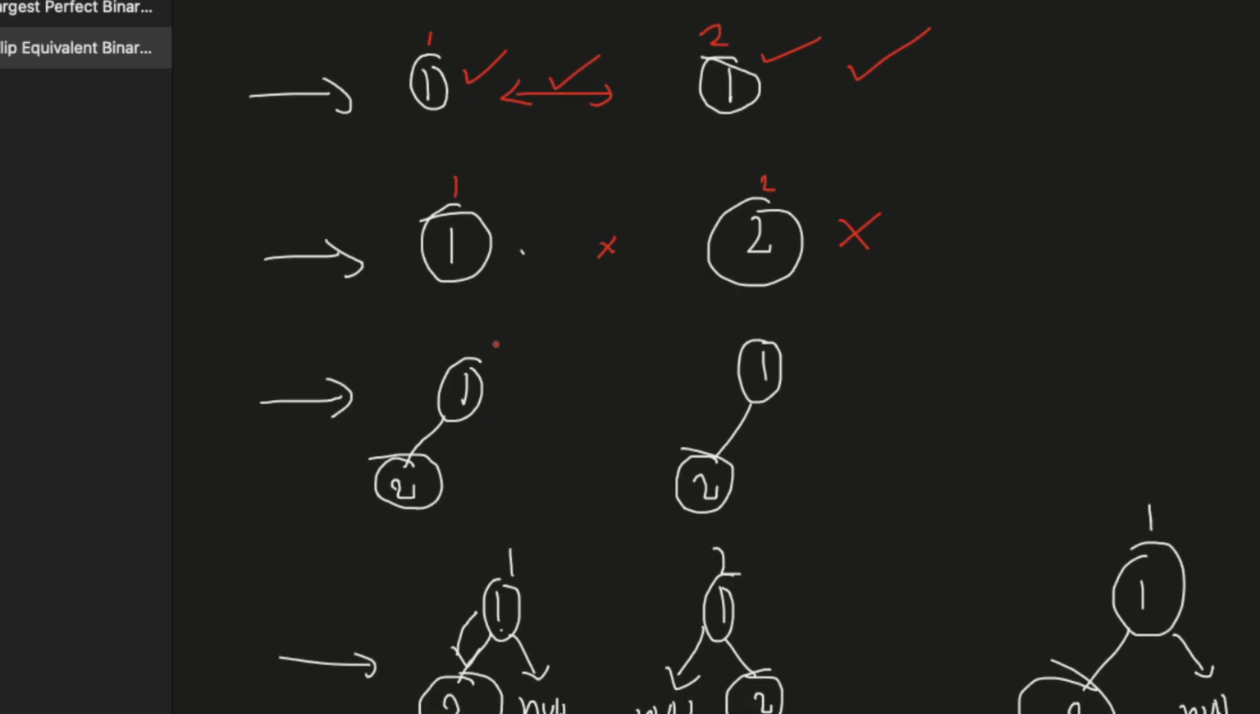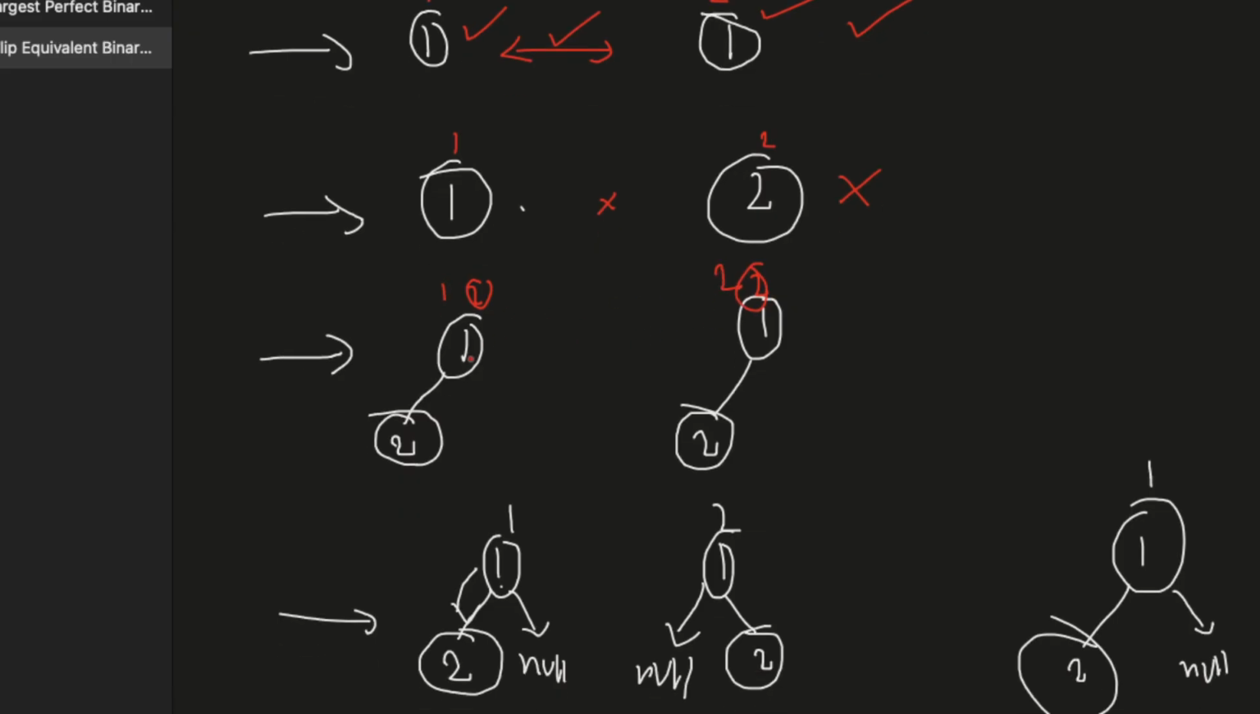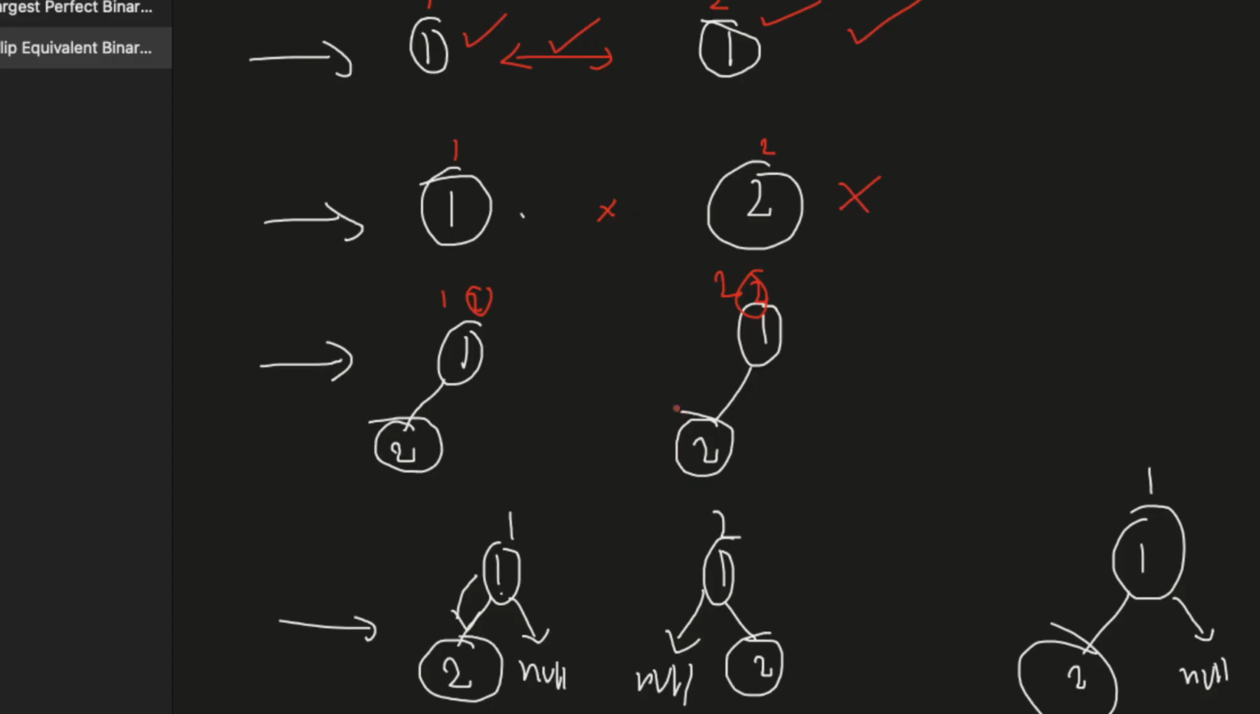Let's try to increase the number of nodes slowly. Right now I have two nodes in both the trees. This is tree number 1 and this is tree number 2. Are these two trees equal or not? They are, right? One, and on the left we have 2. On this tree as well we have 1, and on the left we have 2. So these two are flip equivalent.